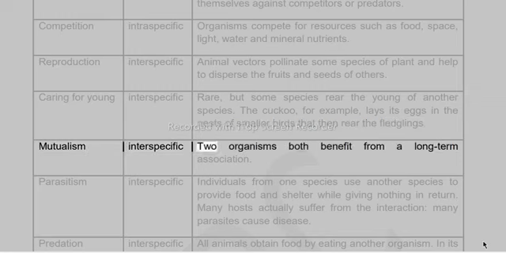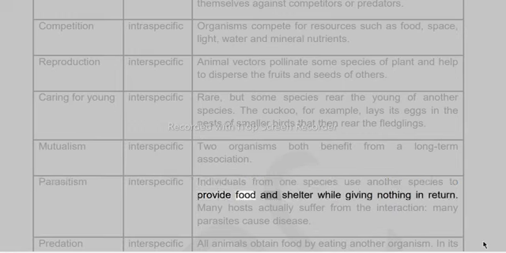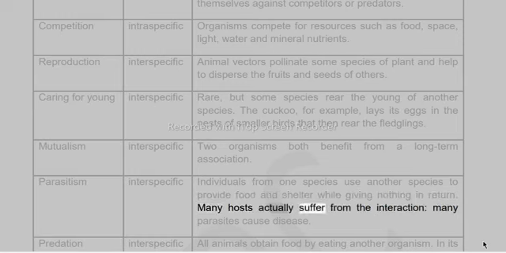Mutualism: interspecific. Two organisms both benefit from a long-term association. Parasitism: interspecific. Individuals from one species use another species to provide food and shelter while giving nothing in return. Many hosts actually suffer from the interaction. Many parasites cause disease.